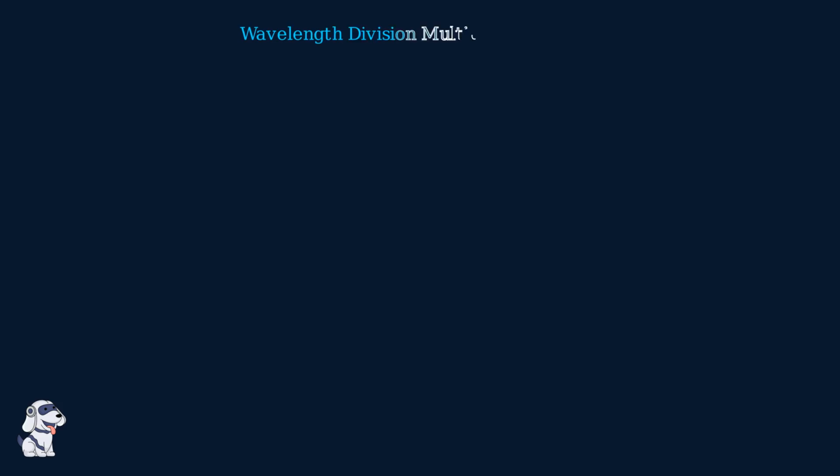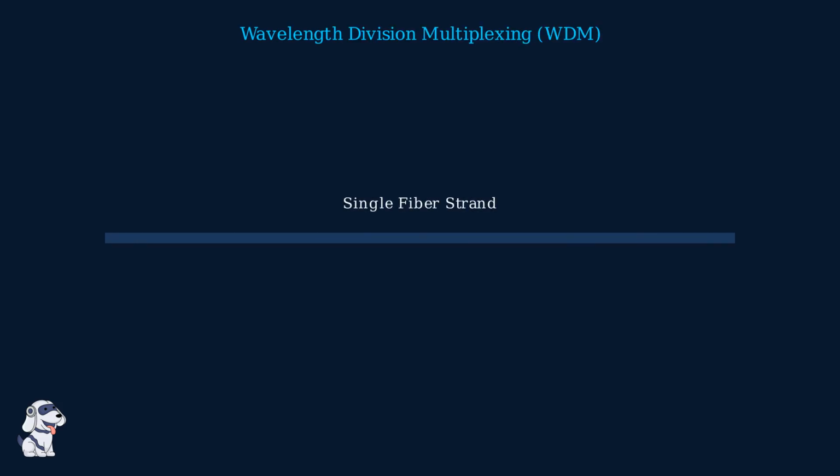A single fiber optic strand can only carry so much information on one wavelength. To scale capacity, we use wavelength division multiplexing, or WDM. Think of it as adding lanes to a highway. Instead of one signal, we send multiple distinct colors of light simultaneously down the same fiber. Each color acts as an independent data channel. This effectively multiplies our bandwidth without needing to lay new, expensive physical cables. By multiplexing these wavelengths, we transform a single path into a high-capacity superhighway for global data.